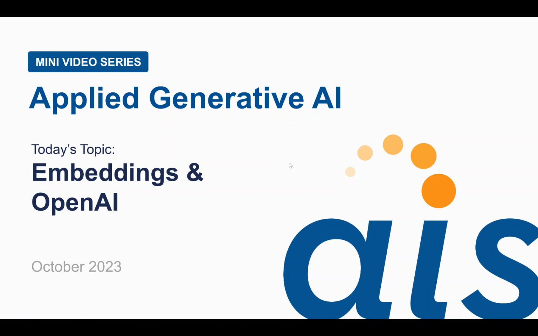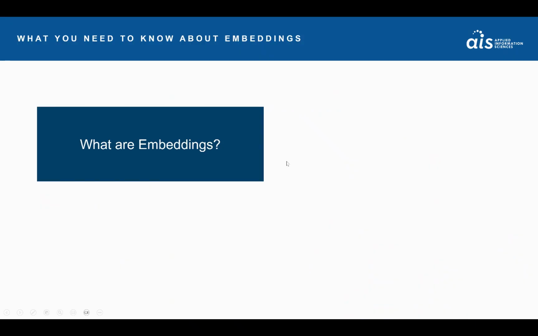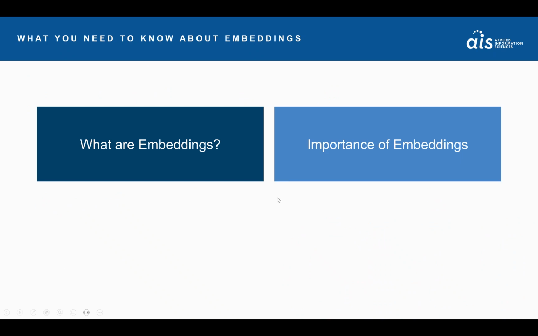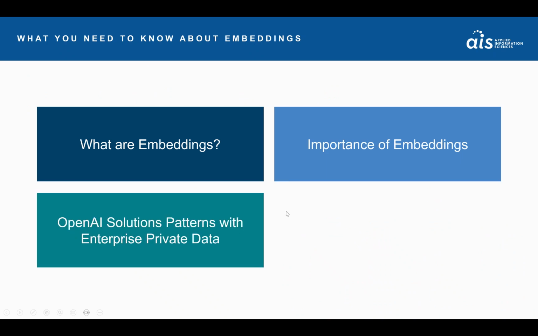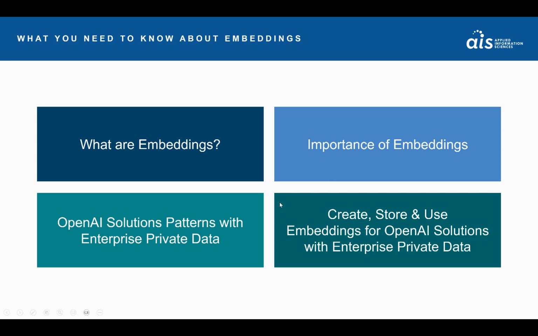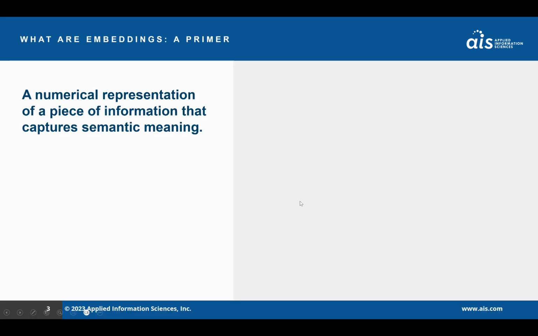I am a Chief Technologist at Applied Information Sciences, and in this mini video series on Applied Generative AI, today we'll be going over embeddings and how to use them with OpenAI. First, we will understand the fundamentals of embeddings, why they are important, and what role they would play in developing solutions with OpenAI when you need to use your enterprise private data. And then finally, go through an example quickly on creating, storing, and using embeddings for developing OpenAI solutions with enterprise private data.